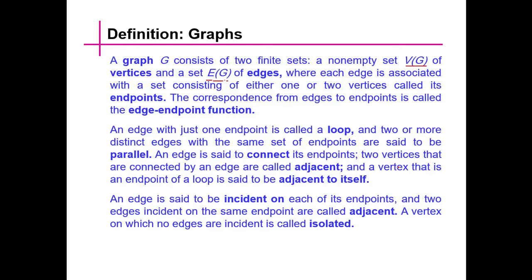2 vertices that are connected by an edge are called adjacent, and a vertex that is an endpoint of a loop is said to be adjacent to itself. An edge is said to be incident on each of its endpoints, and two edges incident on the same endpoint are called adjacent. A vertex on which no edges are incident is called isolated. So these are some basic definitions related to a graph.